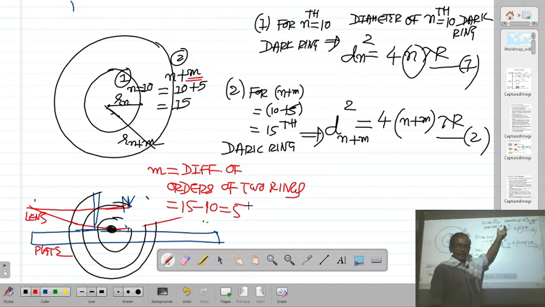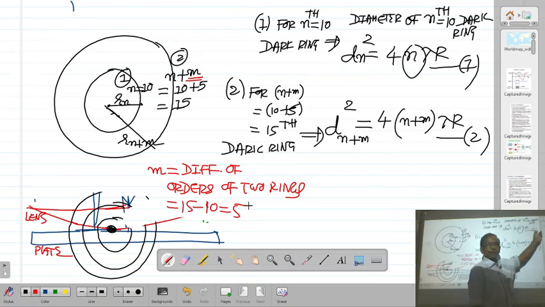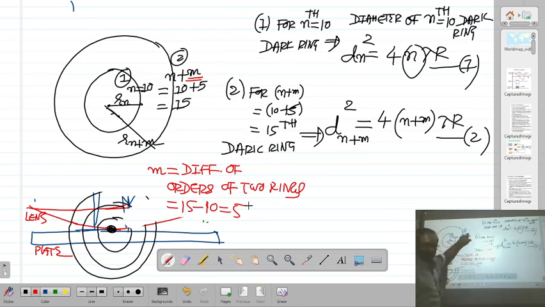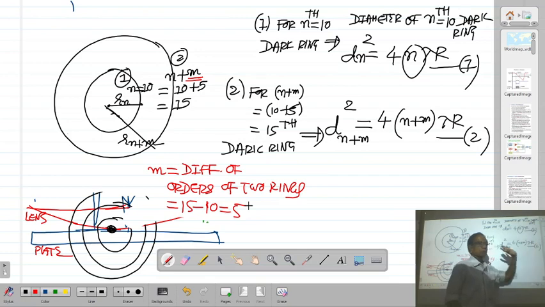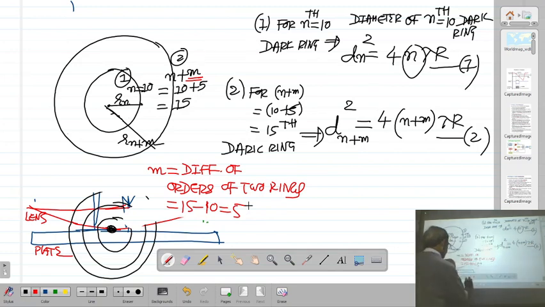Okay, so I think this is clear to you. The diameter of the nth, that is the 10th order dark ring, dn square, is 4n lambda, and the diameter of the n plus m, that is 10 plus 5, 15th order dark ring, replace n by n plus m: dn plus m square is 4 into n plus m lambda.